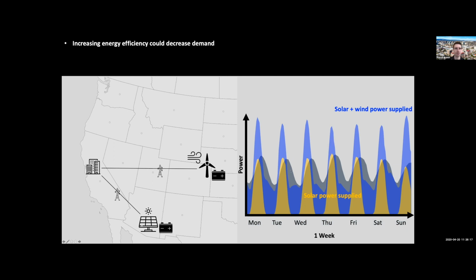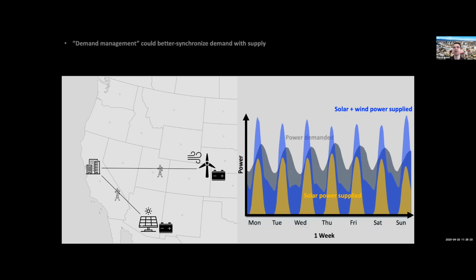There's also this thing called demand management. And so demand management would be policies or campaigns or just trying to advocate that people use their most energy intensive appliances when there's the most energy available from the sun.